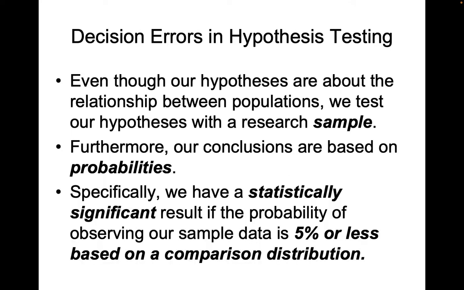Even though our hypotheses are about the relationship between populations, we test our hypotheses with a research sample. Furthermore, our conclusions are based on probabilities. Specifically, we say that we have a statistically significant result if the probability of observing our sample data is 5% or less based on a comparison distribution.